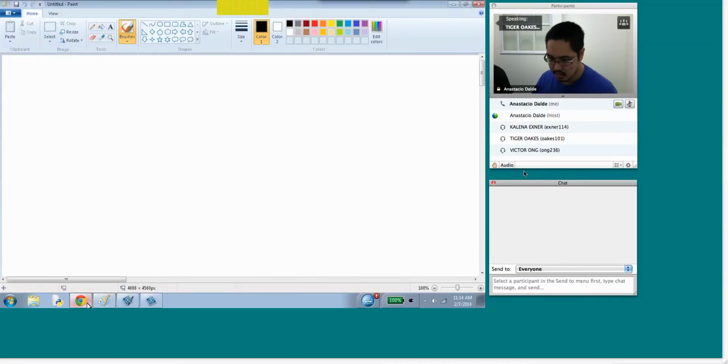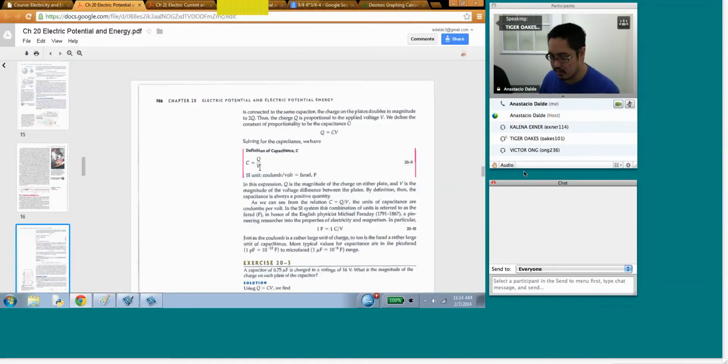C equals Q over V. Yeah, it's right here. And it's saying that basically in this expression, Q is the magnitude of the charge on either plate, and V is the voltage difference between them. By definition, the capacitance is always a positive quantity.